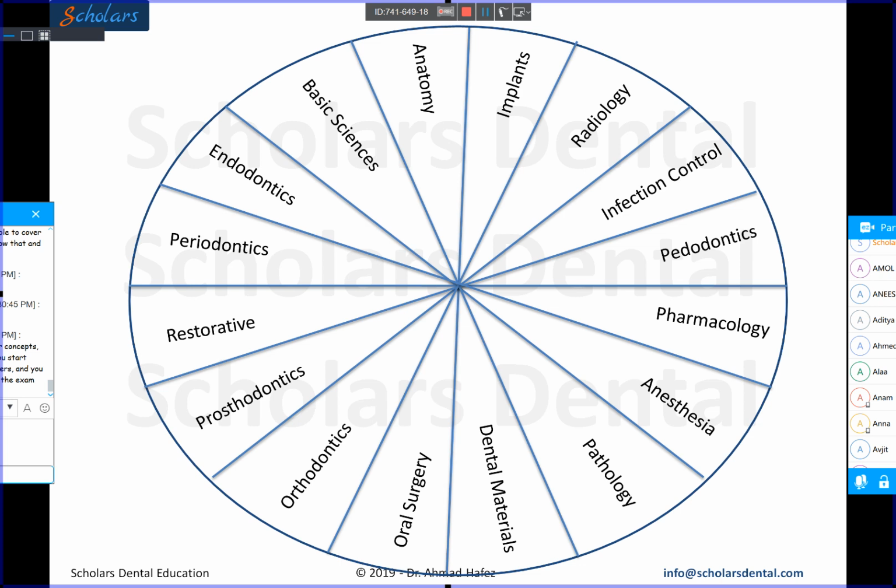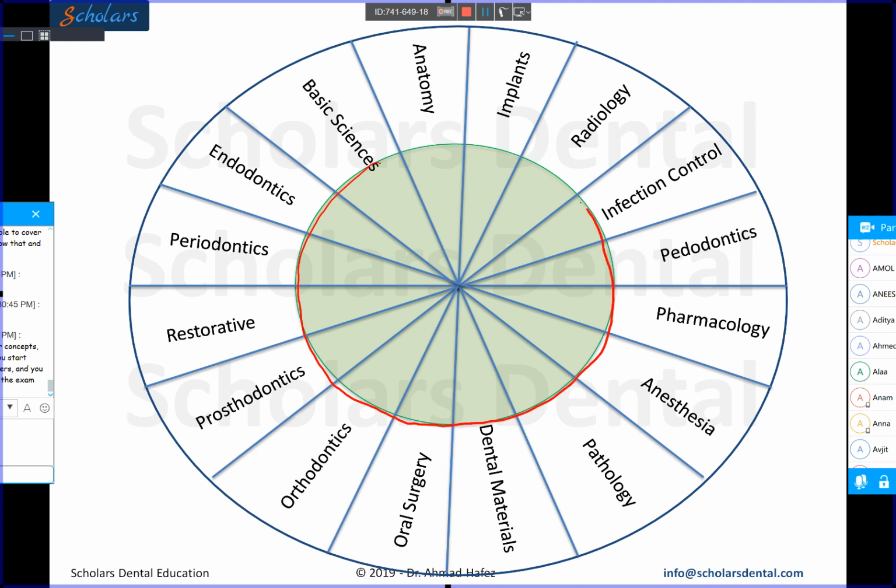This is all the knowledge. Imagine this is all the knowledge, all the anatomy knowledge, all the implant knowledge, all the radiology knowledge. Imagine this whole circle is all the knowledge of dentistry. Okay, what you need to learn as a general dentist is the fundamentals of everything, right? This green area is the fundamental of everything. That's what a general dentist is.